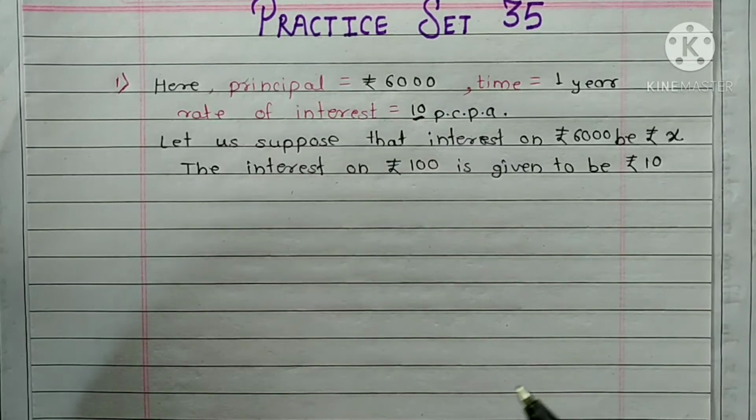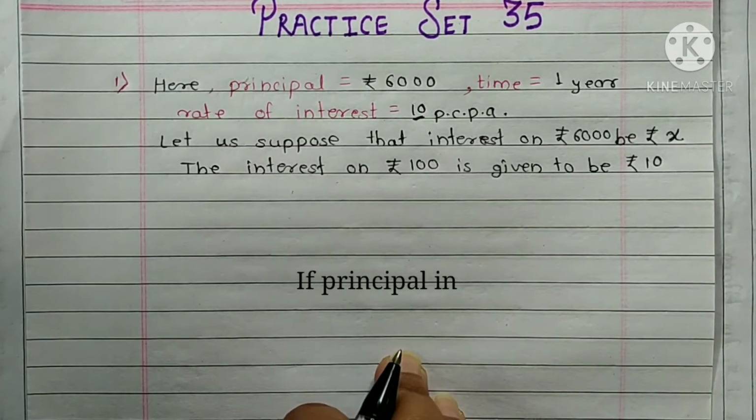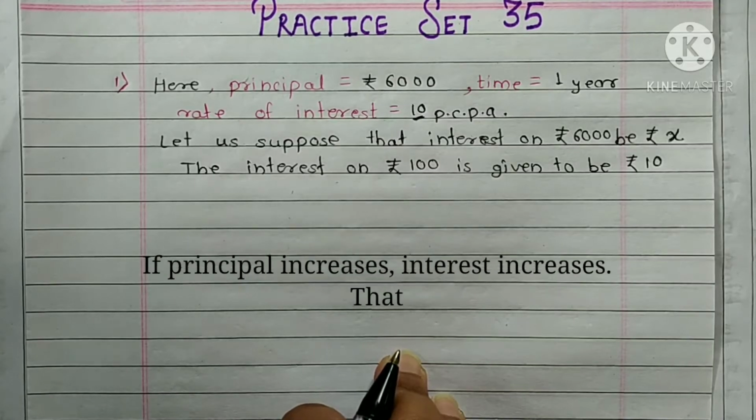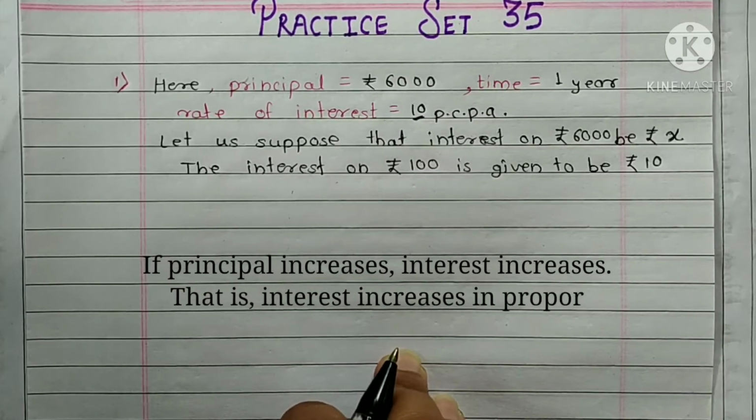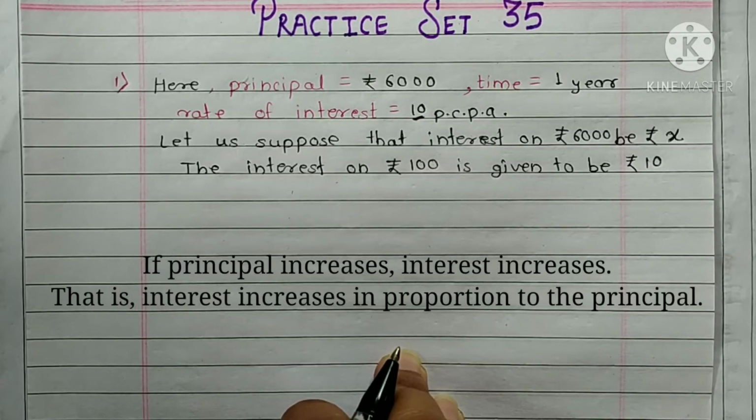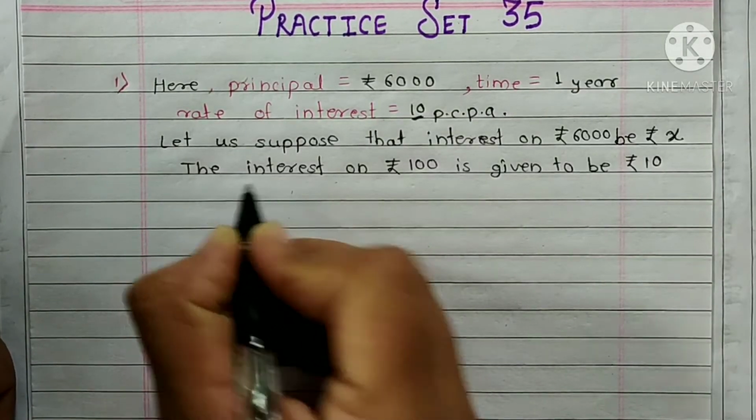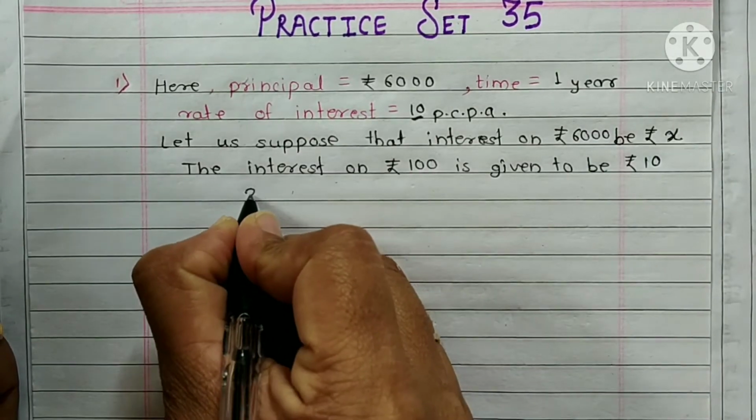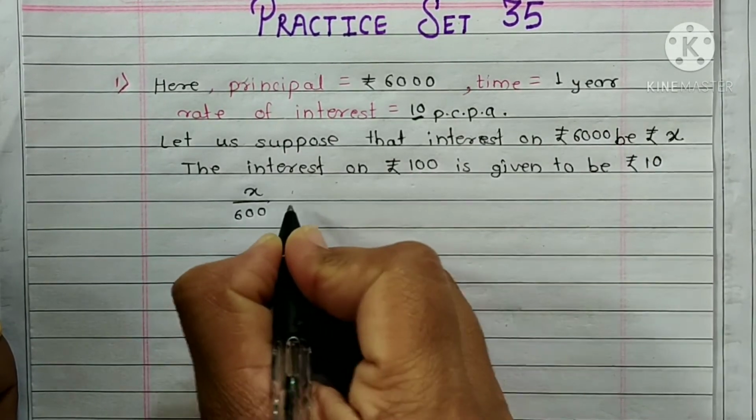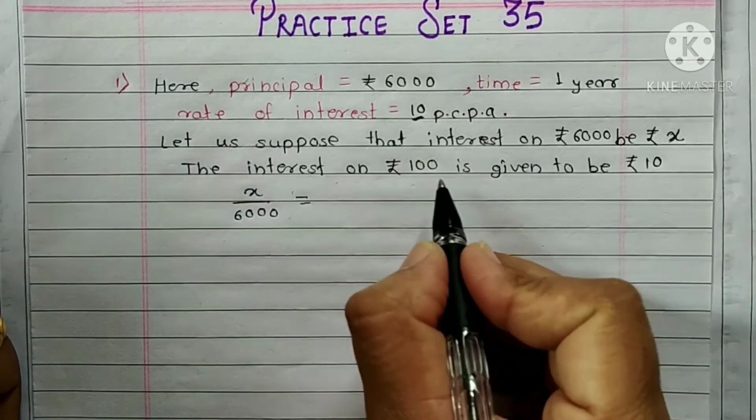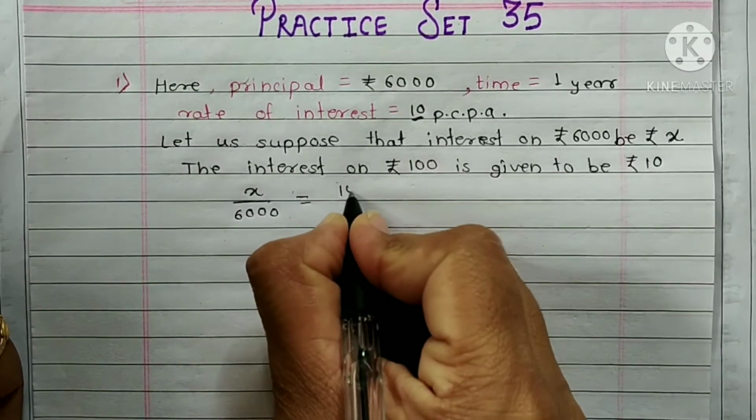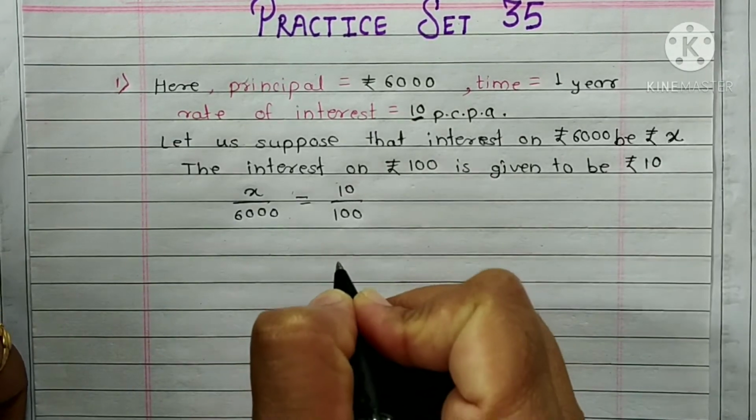Also you know that when principal increases, interest also increases. That means interest increases in proportion to principal. So here we take the ratio of interest to principal. Interest on 6000 be x, so x upon 6000 is equal to the interest on 100 rupees, which is 10 upon 100.